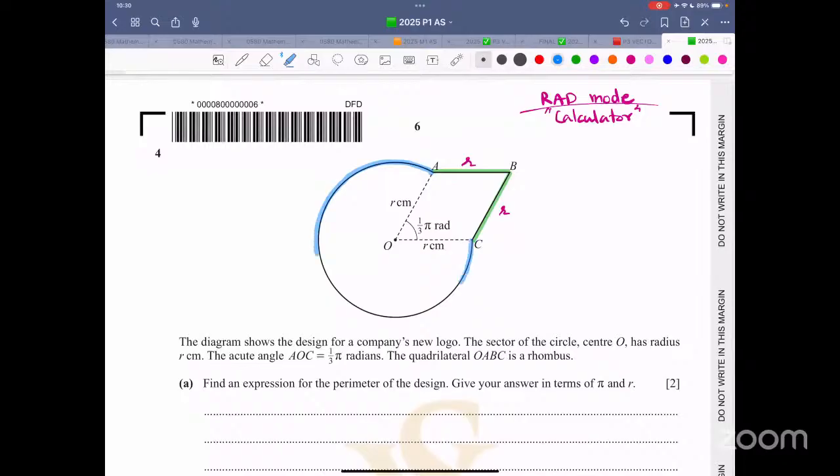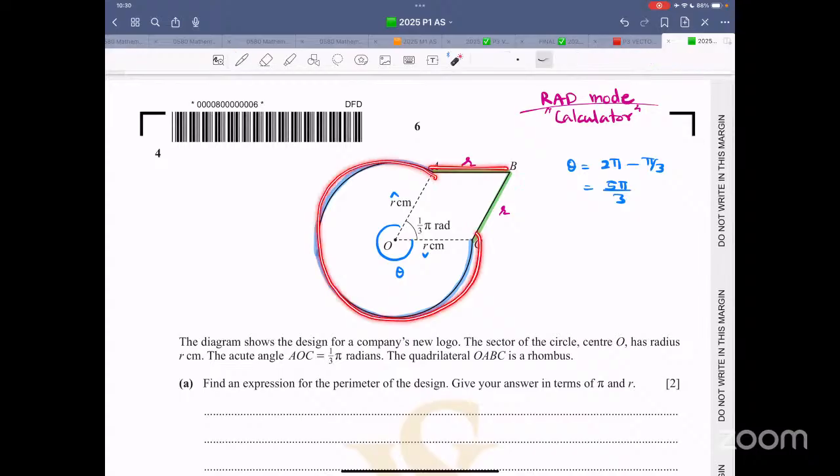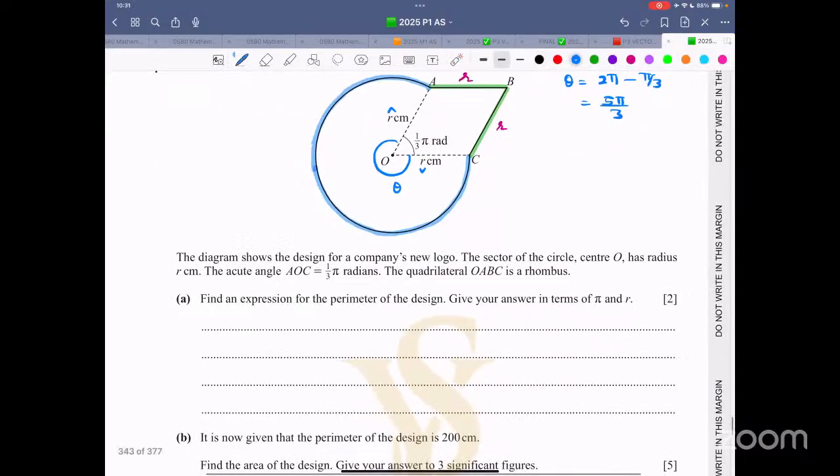Now let's go this way, like this. Now over here, this angle is pi by 3. So this angle, let me call it theta. So theta is 2 pi minus pi by 3, that is 6 minus 1, which is 5 pi by 3. That is this angle. The radius is still r. So now for the perimeter, you need to find this arc length plus the radius plus the radius. Very simple. So now over here, perimeter is arc length, major arc.